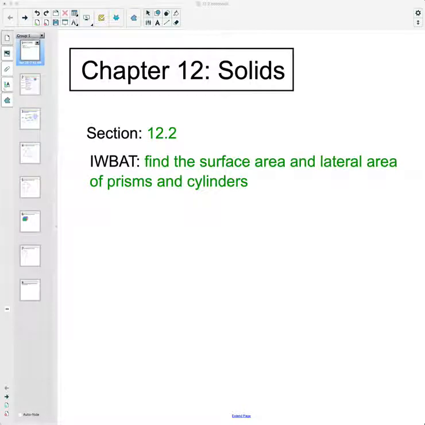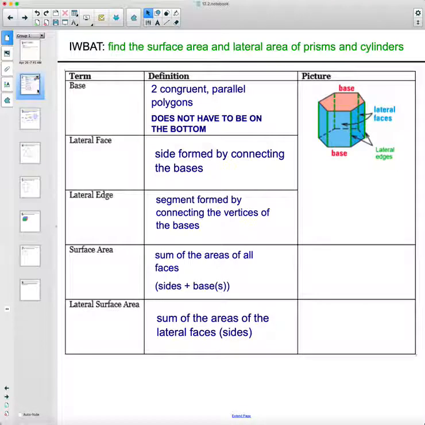In this video, we are going to talk about how to find surface area and lateral area of prisms and cylinders. So if you remember, a prism is a polyhedron with two bases, so two parallel bases. And so cylinders have circular bases, and then prisms just have a different polygon for their base.